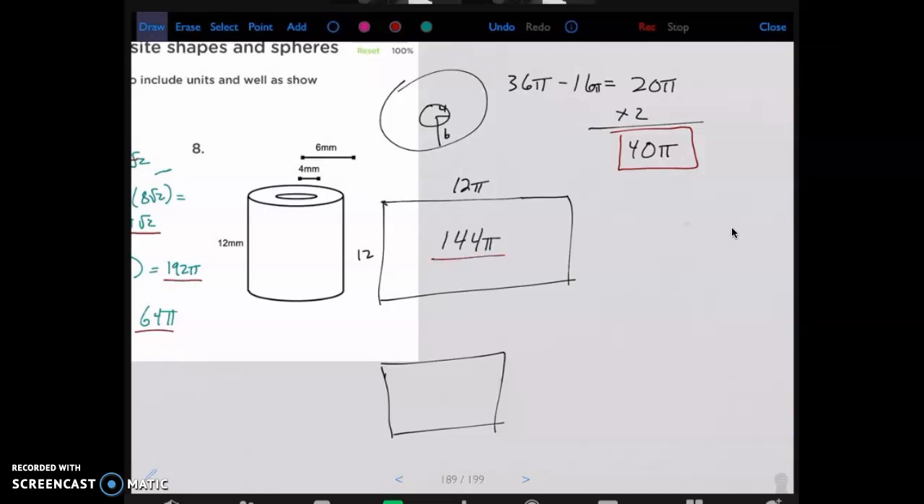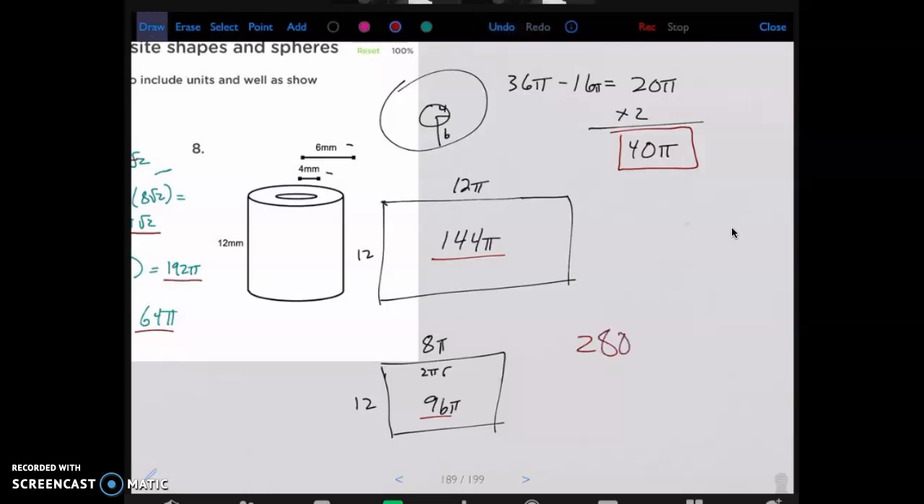And then same thing here. This is going to be 12, sorry, and this is going to be 2 pi r, which is going to be 8 pi, using these 2 radiuses. So 12 times 8, that's going to give me 96 pi. And then we add them all together. 144 plus 96 plus 40 gives me 280.